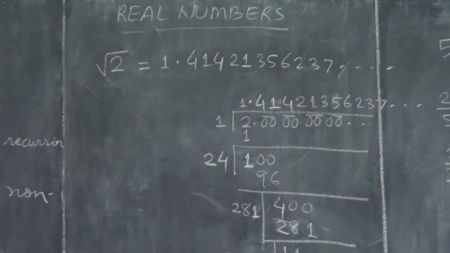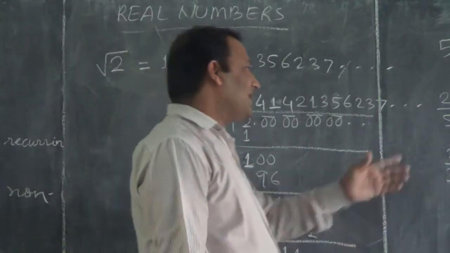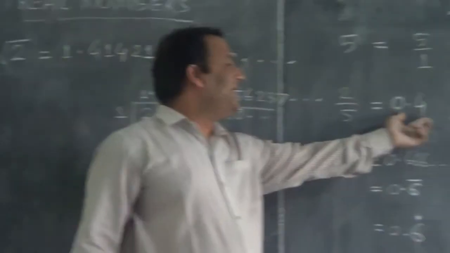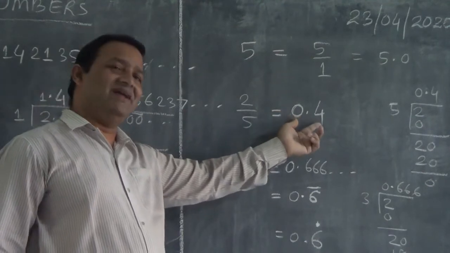So the decimal expansion of real numbers. The decimal expansion of a real number can be a terminating decimal.